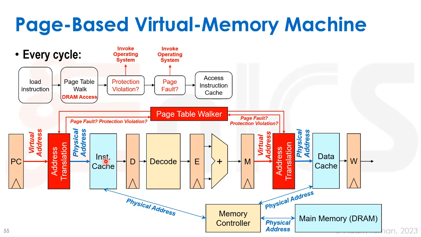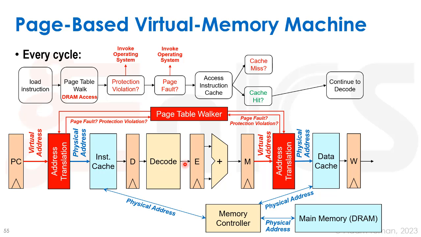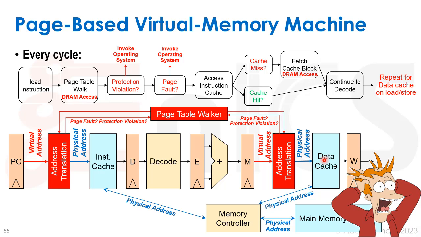which has everything mapped in physical addresses. Okay, if we get a cache hit, everything is good, we can continue on to decode. If, on the other hand, we had a cache miss, now we have to go over to the memory controller and really fetch our cache block from DRAM, bring it into the instruction cache, and then we can continue on to decode. And this could be a very long process. The only other thing is that we have to do this again when we have loads and stores that are going to go to the data cache. So this is really a headache.